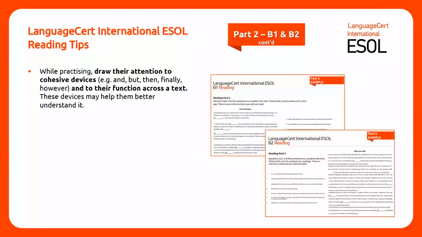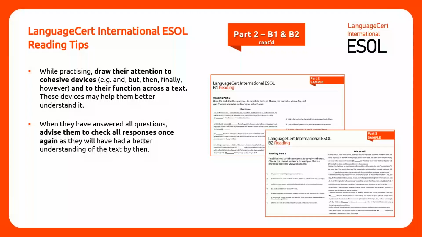While practicing, also draw their attention to cohesive devices. For example, and, but, then, finally, however, and to their function across a text. These devices may help learners better understand it. Lastly, when they have answered all questions, advise them to check all responses once again, as they will have had a better understanding of the text by then.